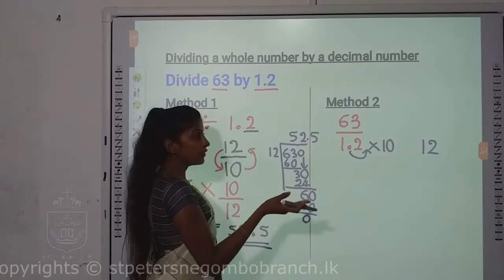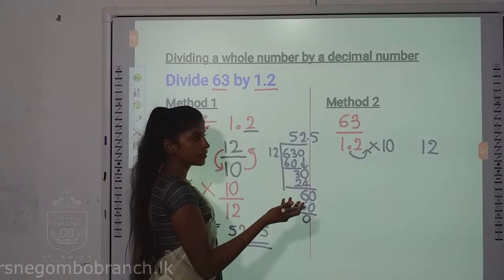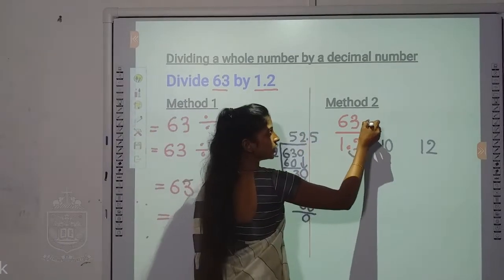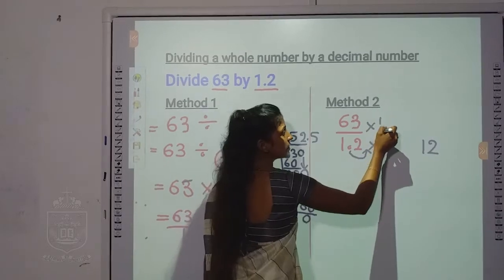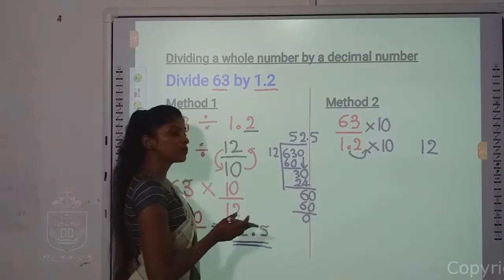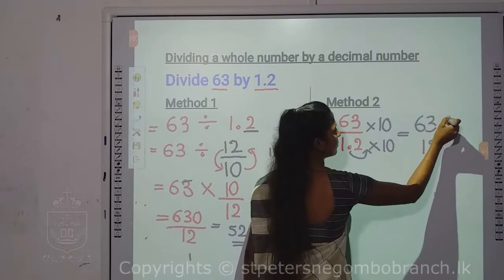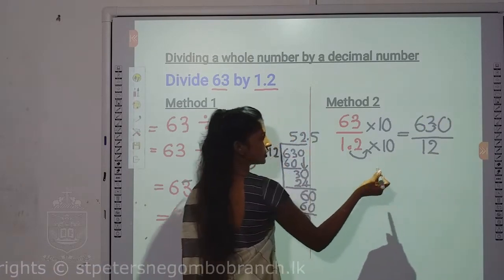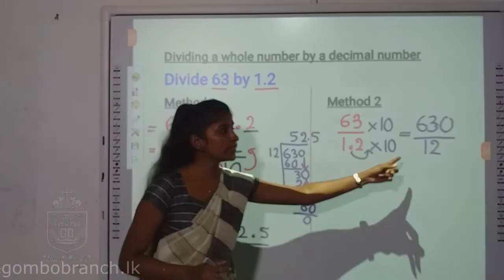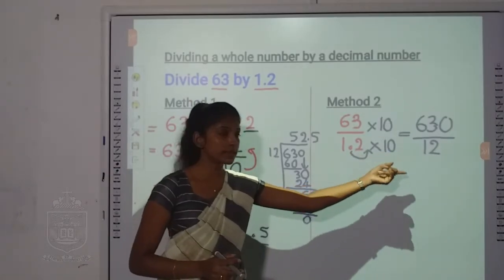And you know, when you are converting a fraction into an equivalent one, both the numerator and the denominator should be multiplied. Therefore, we are going to multiply the numerator also by 10. So what will be the numerator? 630. Denominator, you will have 12. Now, you all can see it clearly. The decimal has been removed and there's a whole number.